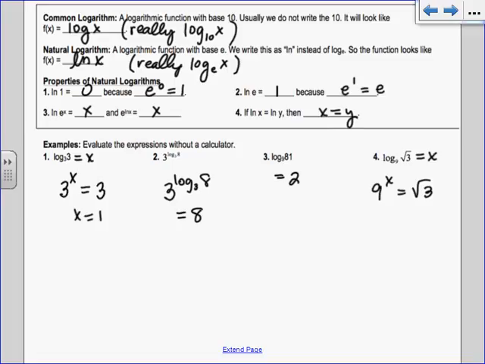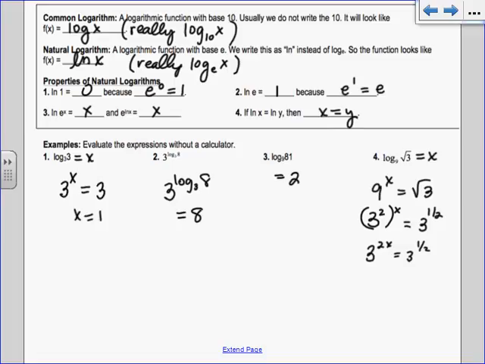But what I would recommend doing is, if you remember, we've talked about getting things to be the same base. Like the square root of 3, I can write it as 3 to the 1/2. What about 9? It's 3 to the 2, right? So we have 3 to the 2 raised to the x. So we end up getting 3 to the 2x equals 3 to the 1/2.